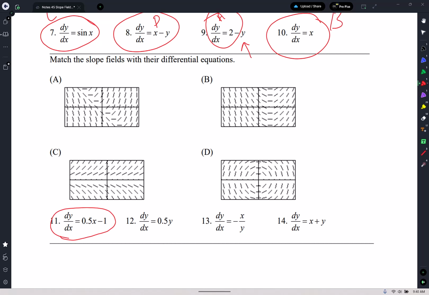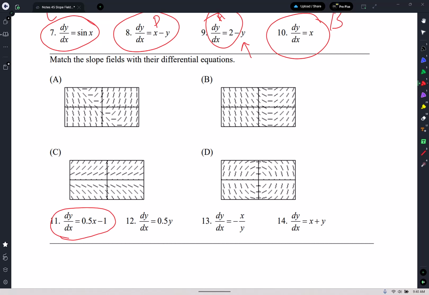So that means if you go up and down, you should see the same curves all the time, the same slope. Can it be A? It can't be A. Can it be B? Can it be C? No. Can it be D? No. Oh, look at this one. Can it be B? Yeah.